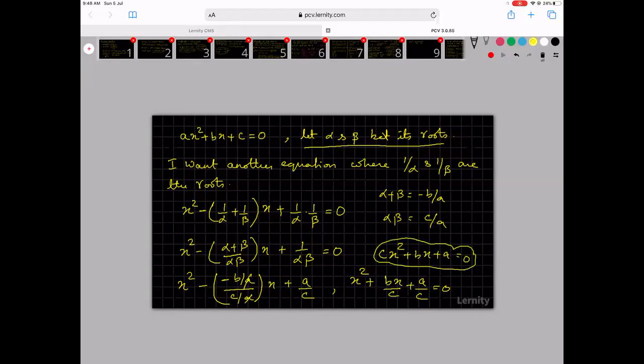So if ax squared plus bx plus c is an equation where alpha and beta are the roots, another equation where 1 by alpha and 1 by beta are the roots can simply be got by this. Are you able to understand this? Please make notes, please be working. Only when you work will you understand, otherwise it won't.